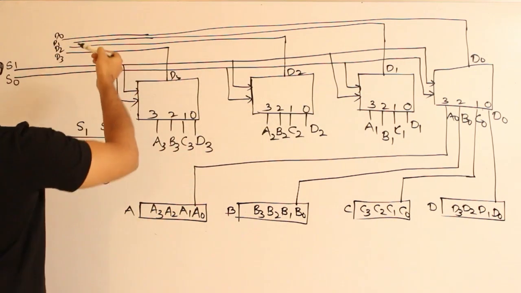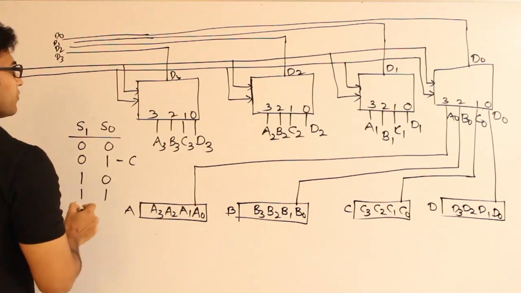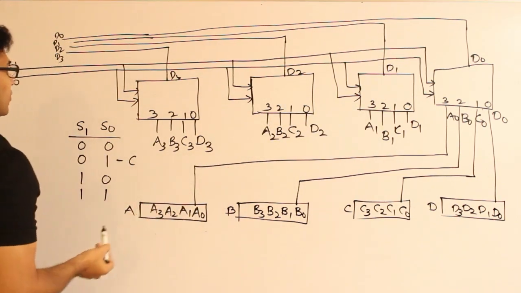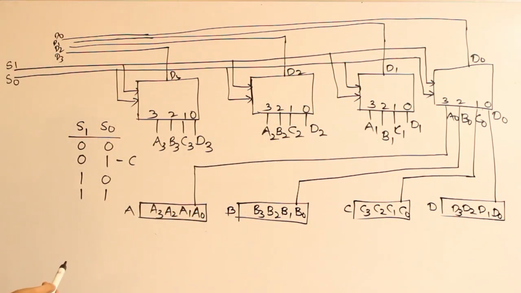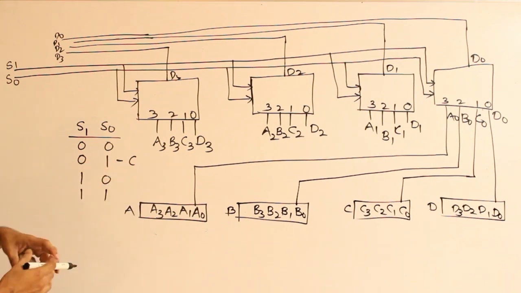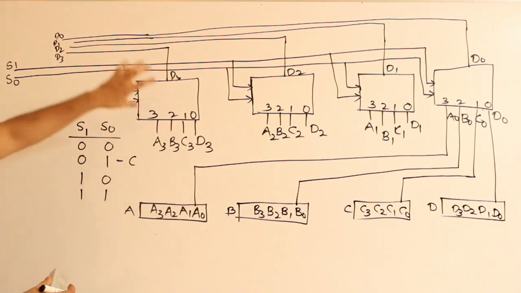B will be selected. On the bus, B will be selected. If you give 1, 1, what will be selected? A will be selected, which means on the bus you will get A, right? So depending on what you have given for select lines, the corresponding data from the register is going to be selected there.